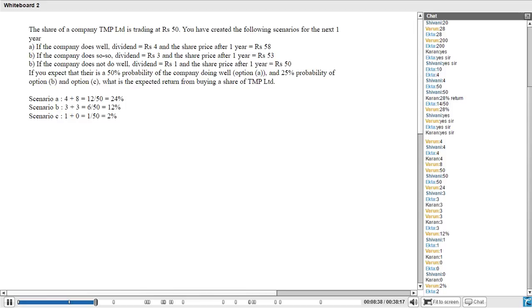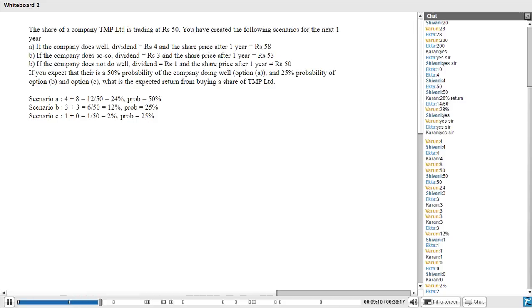Additionally, we have been told that you expect the probability of the company doing well to be 50%. So for option A, the probability we have assumed is 50%, and 25% probability for option B and option C. So the probability in this case is 25% and the probability in this case is 25%. So we have to now compute what is the expected return from buying a share of TMP.